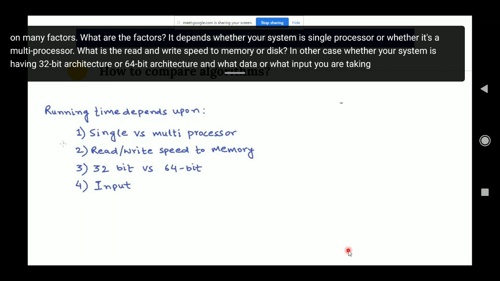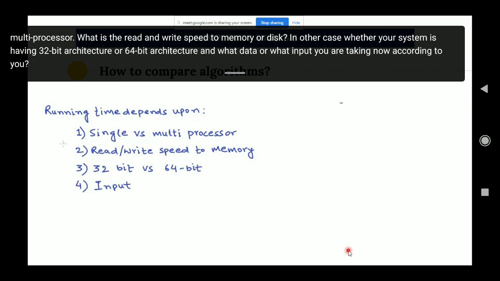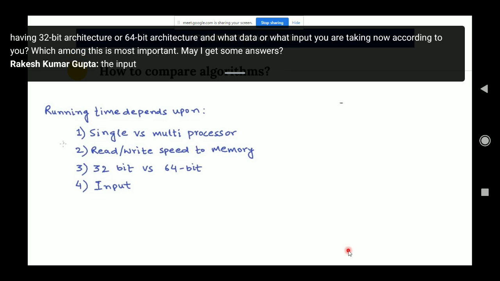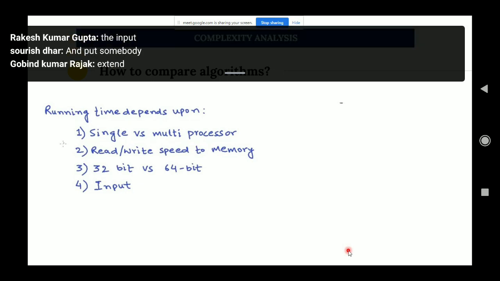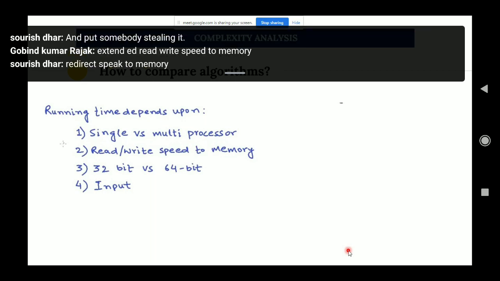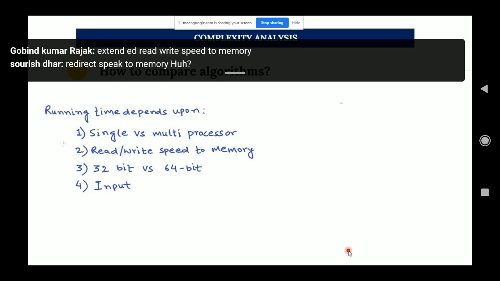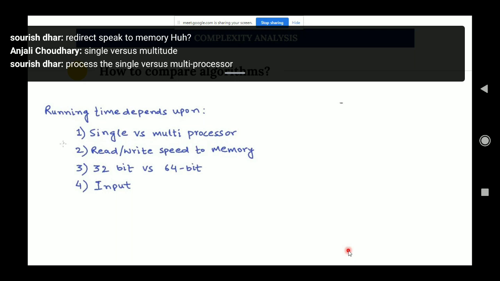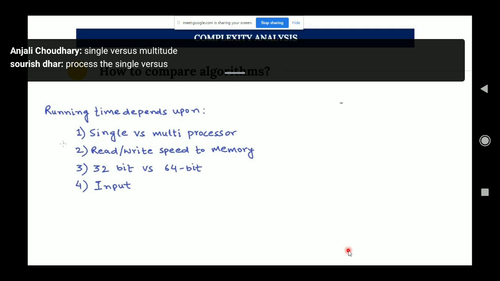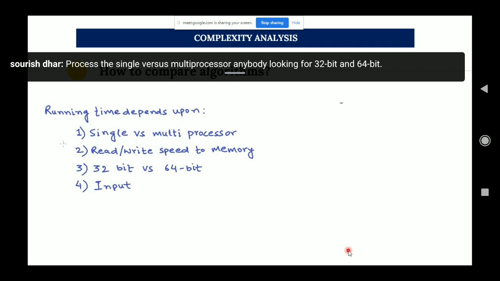Now, according to you, which among these is most important? May I get some answers? So, input. Somebody said input. Read write speed to memory. Single versus multiprocessor. Anybody looking for 32-bit and 64-bit architecture?